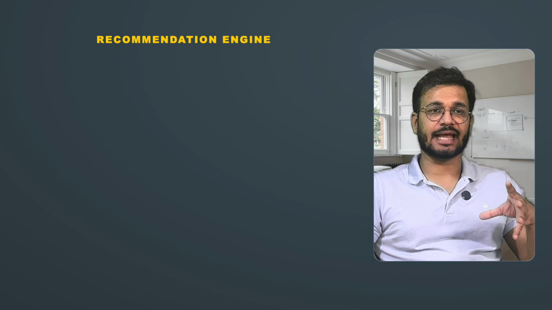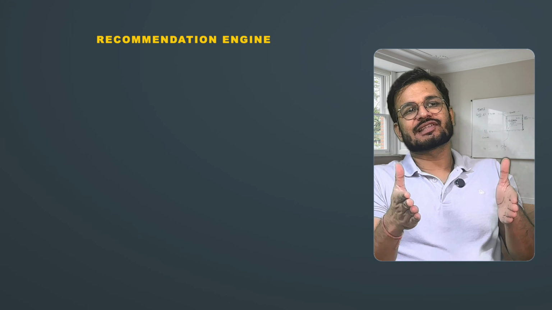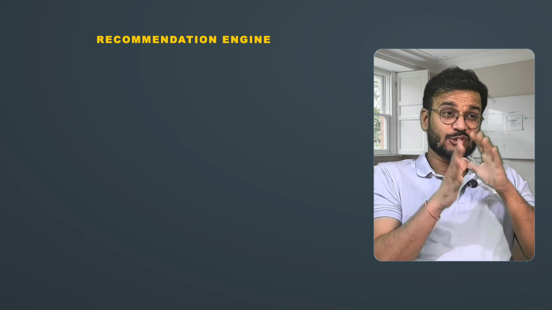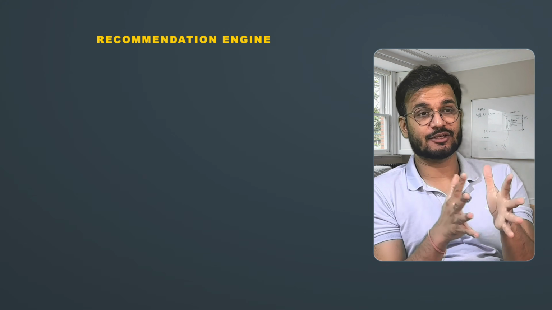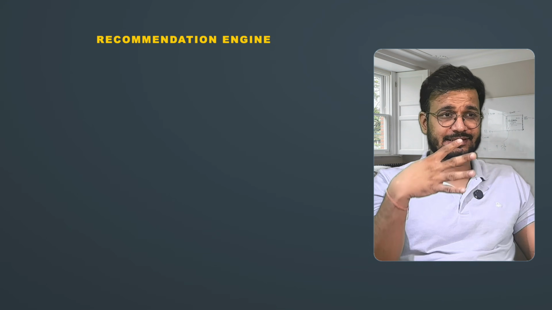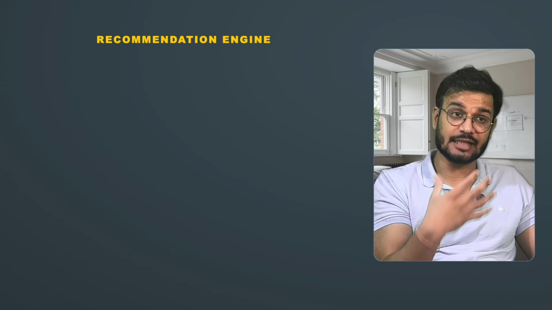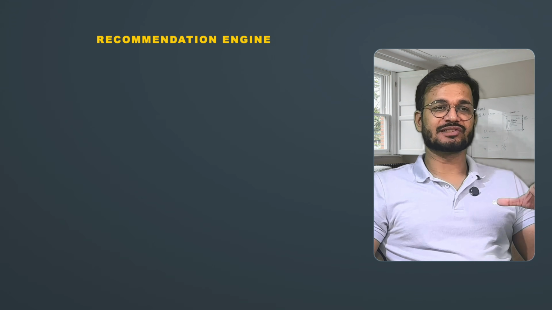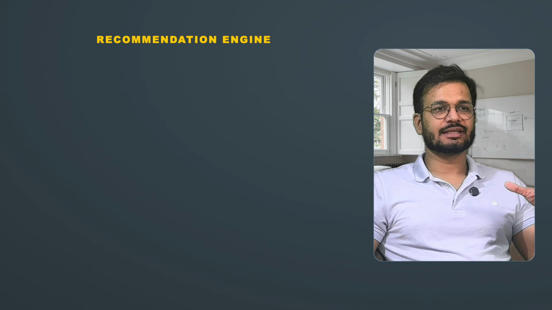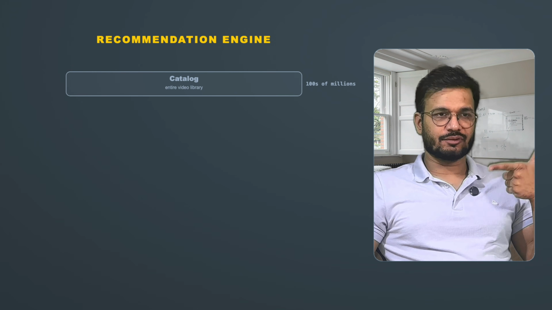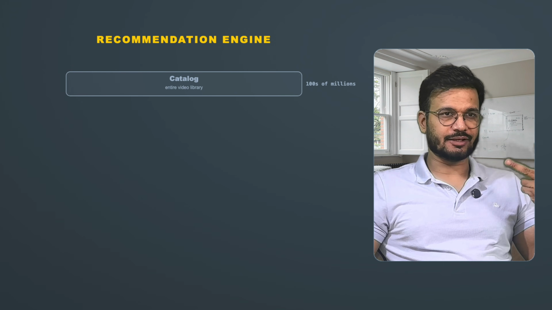Okay, so now we will discuss the recommendation system. This is also very important, one of the most important and most happening systems right now, especially when AI systems are on the rise. Now, this is where YouTube's business lives. The recommendation system has three components: candidate generation, ranking, and re-ranking.